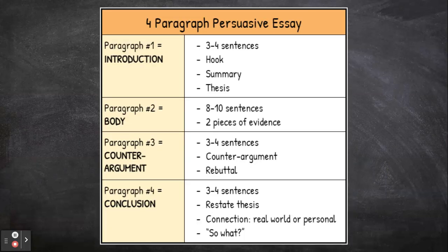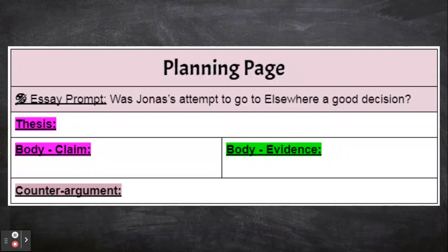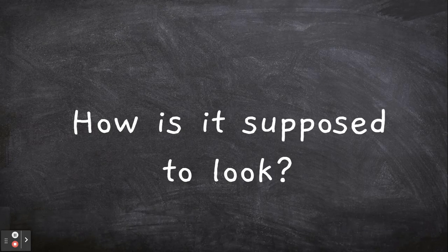Let's quickly look at the planning and the writing of the 4-paragraph essay, starting with the planning page. This comes first. Here's a sample planning page. You fill out the parts. This should be very quick. Here it is blank. How does it look full?